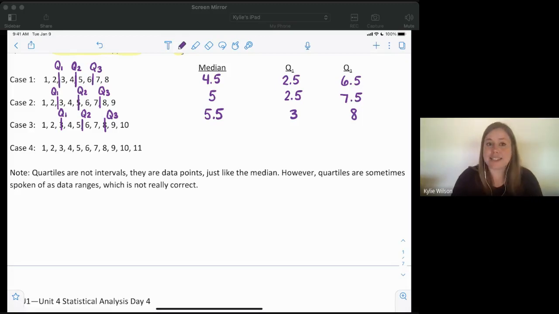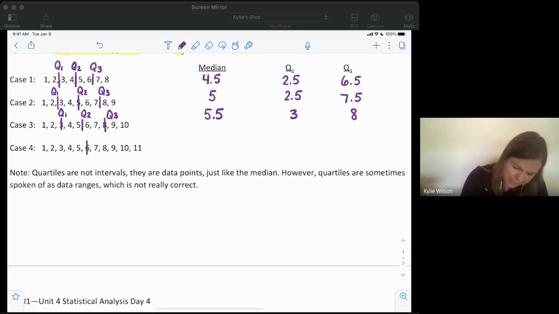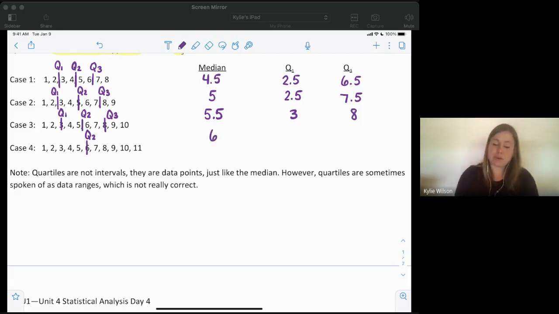Finally, our last case. Now we have 11 data points. So it is an odd number, so we can assume our median will be a whole number. I start by finding the median. I verify that it is lowest to highest order, which it is. And then I find my median, which would be at 6. Now, this is its own separate case because I still have odd numbers on either side of the median. So I'll end up having all whole numbers, which is really great.